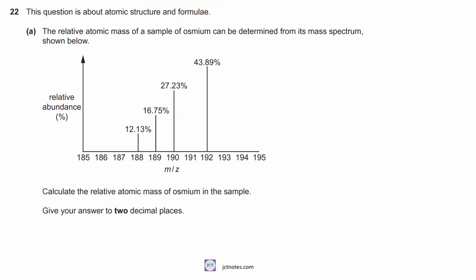Question 22 is about atomic structure and formulae. In part A, we are given the mass spectrum of osmium. We are asked to calculate the relative atomic mass of osmium in the sample, giving the answer to 2 decimal places. The relative atomic mass can be calculated by adding all the results obtained by multiplying each relative atomic mass by its percentage and dividing the total by 100.